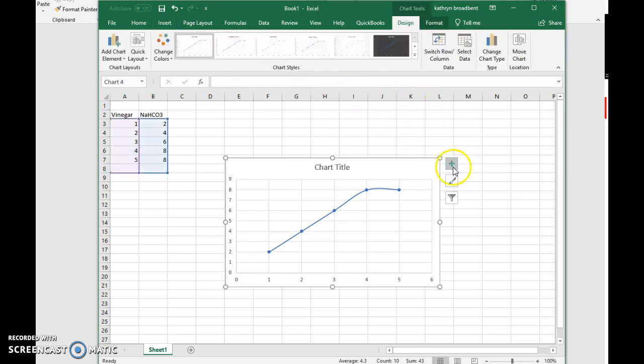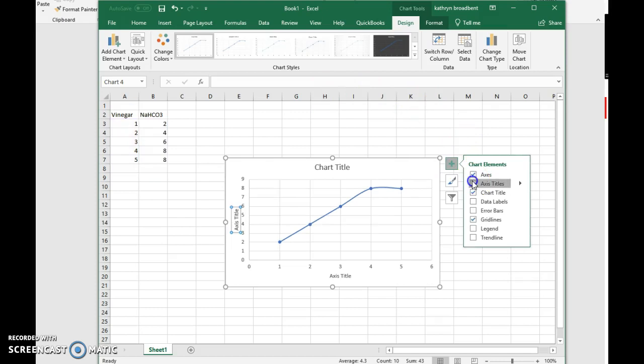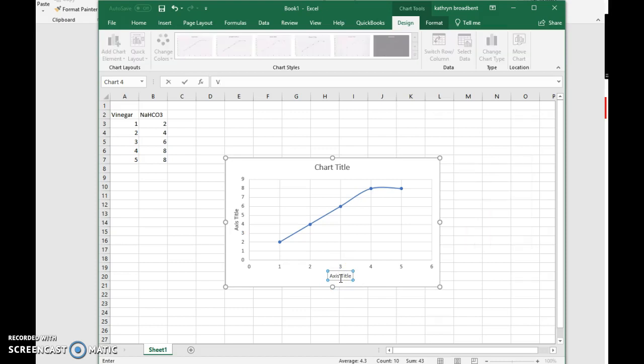Whenever you do a graph, you always want to put axis titles on it so that everybody knows what you're looking at. So this will be, and it'll be in milliliters. So we want to know what it is and how it's being measured, what units are being used. Over here will be bicarb, and you'll want to make sure you put a title on your graph.